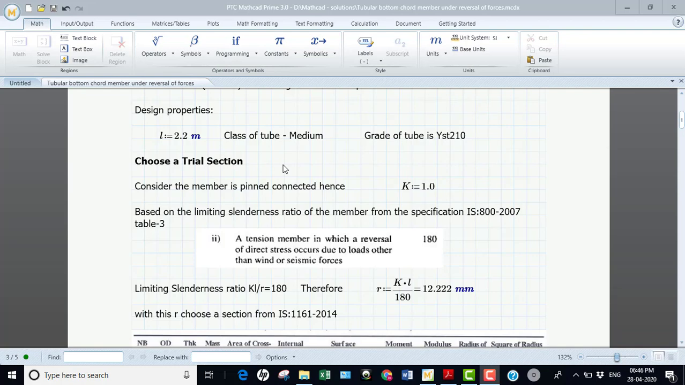To do a trial section, the IS 800 2007 Table 7 gives guidance on limiting slenderness ratio. That means for a tension member in which a reversal of direct stress occurs due to loads other than wind or seismic force, it is said to be 180. With this guideline, I'm going to calculate the radius of gyration. I can make a first trial case.